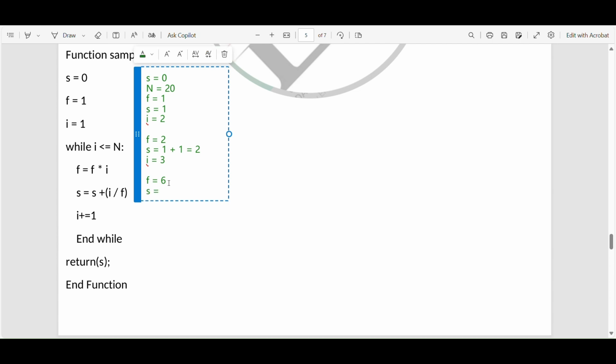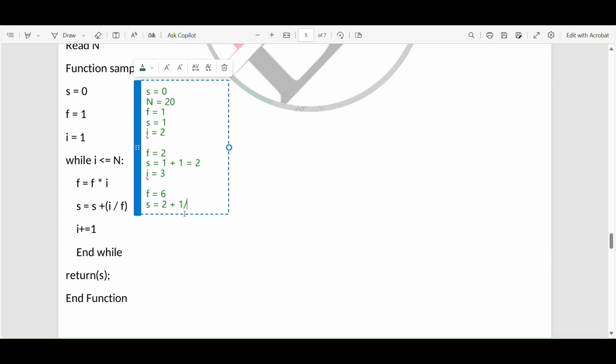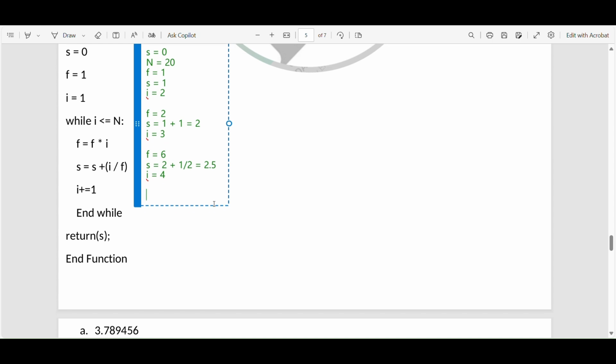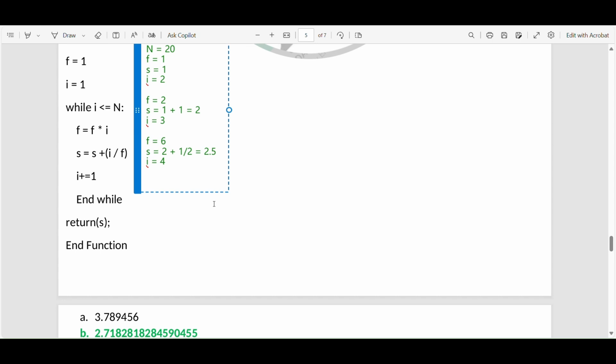And when you go to the value of s, it is 2 plus I by f. What is I here? I is 3 and f is 6, which is 1 by 2, right? And 2 plus 0.5 will give you 2.5. This is the value of s. And I is again incremented to 4. So 4 is also less than 20.